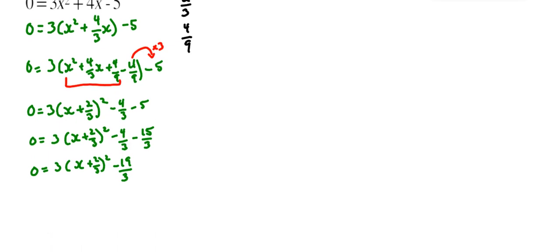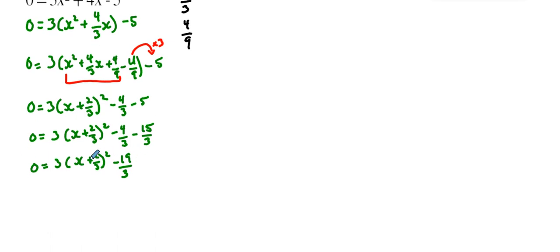So what we have to do then is rearrange now for x. So we're going to take this and move it across the equal sign. It's negative here. It'll become positive on the other side. 19/3 equals 3 times (x plus 2/3) squared. That's a 3 on the denominator there.